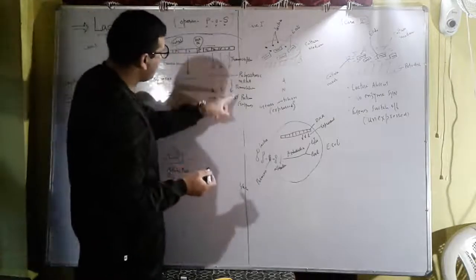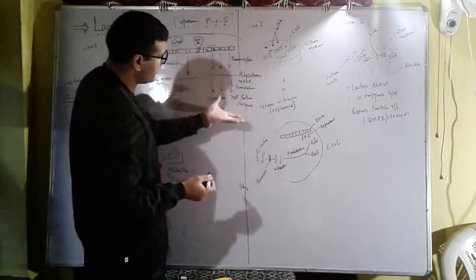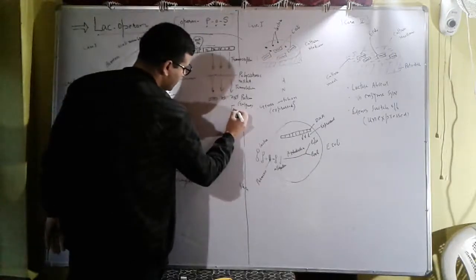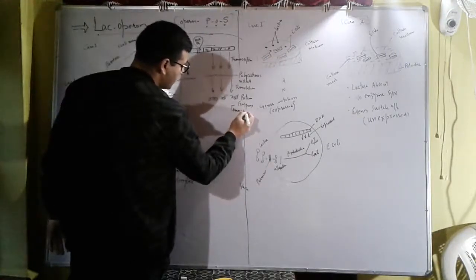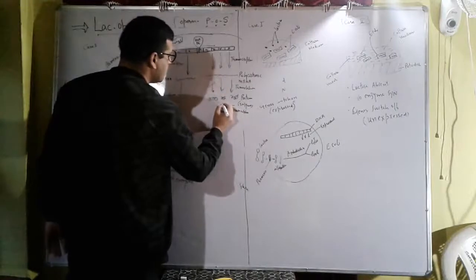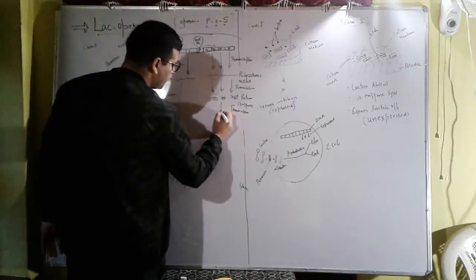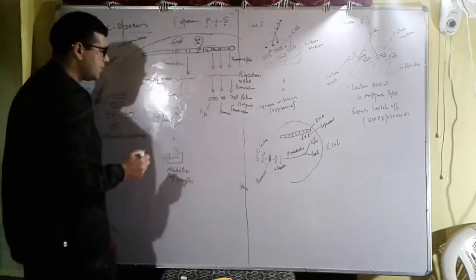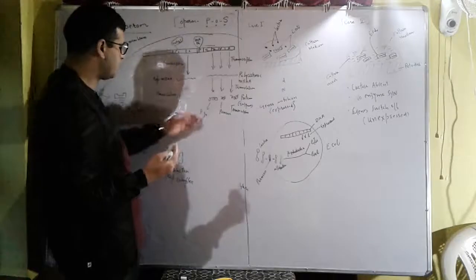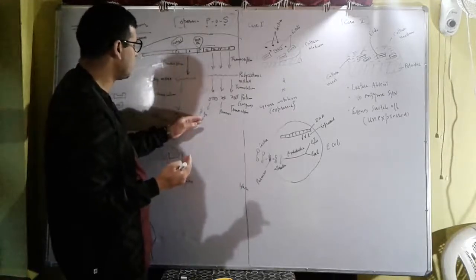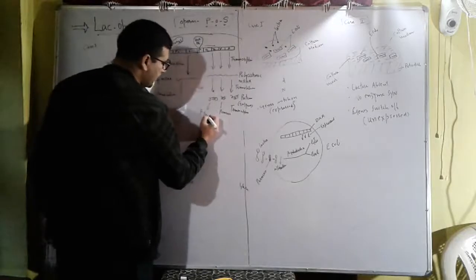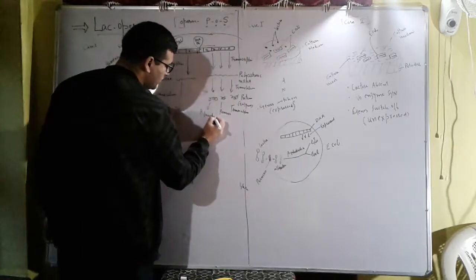So lac A will synthesize protein, and that protein will act as an enzyme. That is called transesterase. This is what is called permease. And this is what is called beta-galactosidase. The main enzyme for the degradation of lactose into glucose and galactose is beta-galactosidase.